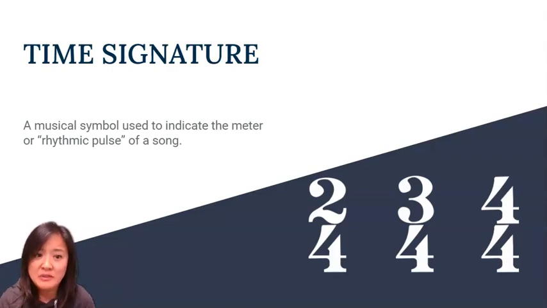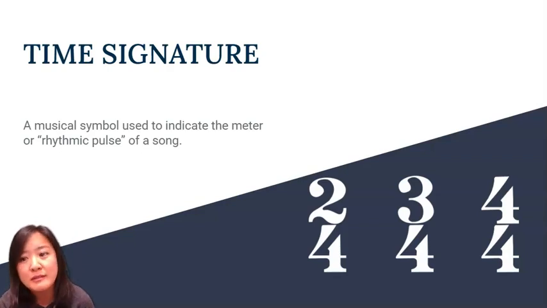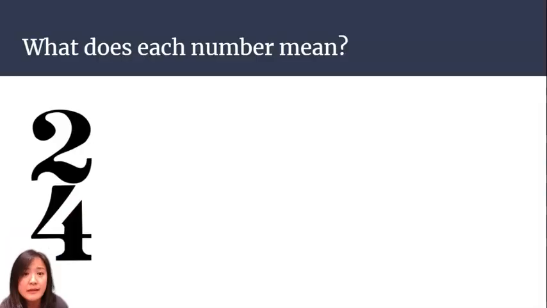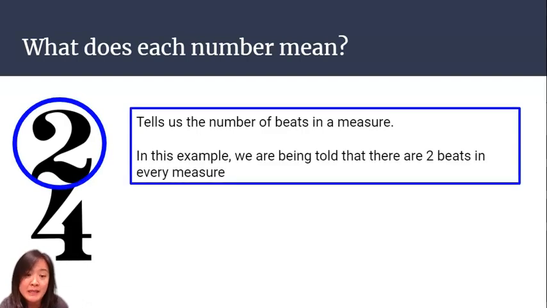The definition that I use here is that a time signature is a musical symbol that is used to indicate the meter or rhythmic pulse of a song. Let's take a look at each number. The top number tells us how many, as in how many beats are there in a measure. In this example, it is 2 beats in a measure because we see the number 2 at the top.